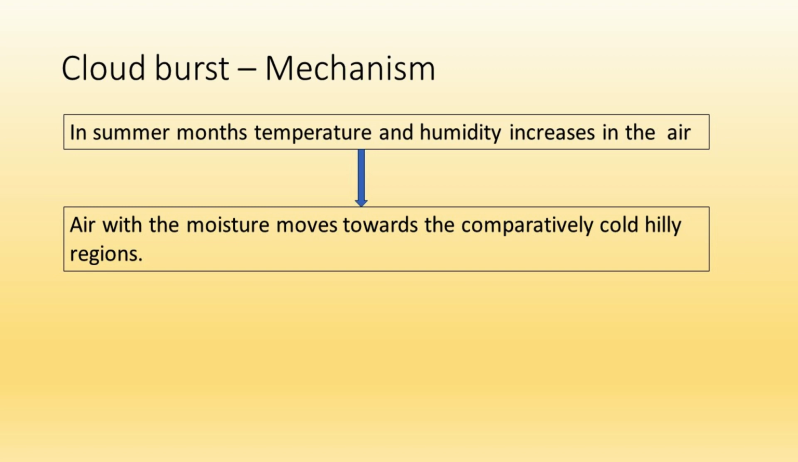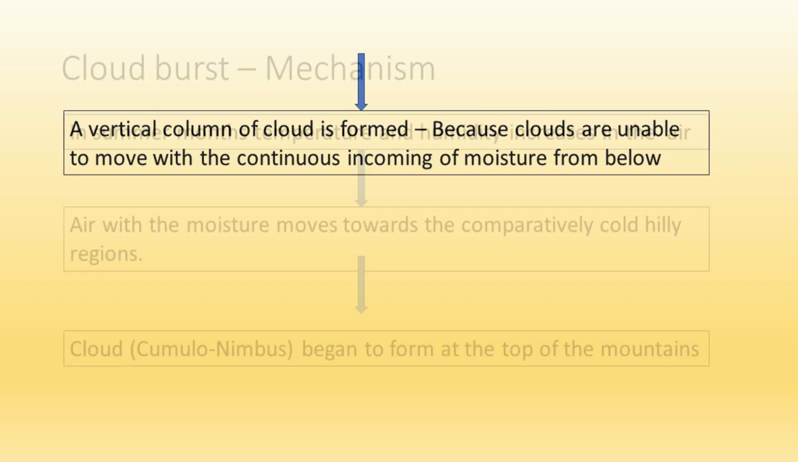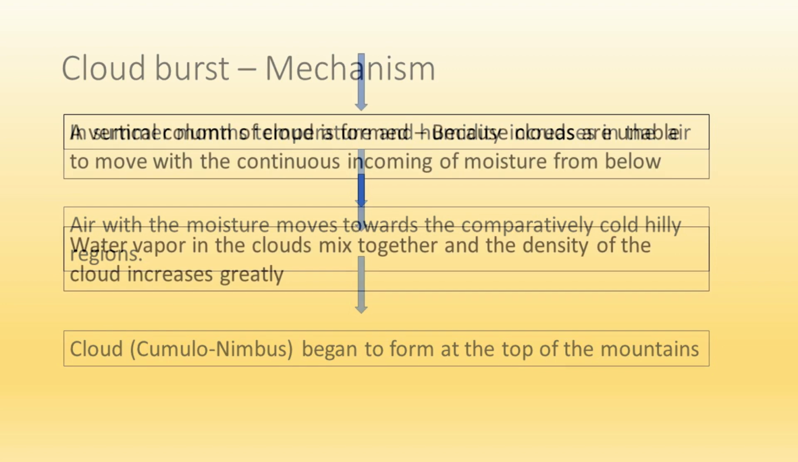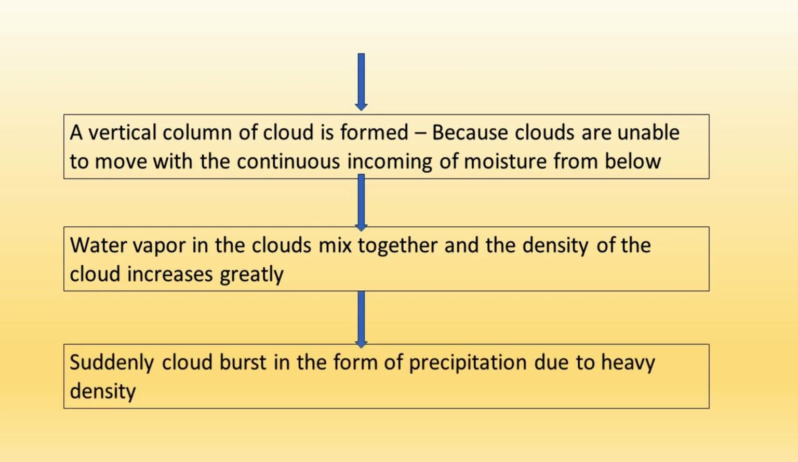Before the warm air reaches the troposphere, it gets attracted to the colder region that exists at the top of the mountains. The warm air starts to cool because atmospheric pressure decreases with altitude. As the warm air cools, the water vapor in it starts to condense, then clouds begin to form. It forms a vertical column of clouds known as cumulonimbus cloud. They form in a column because they are unable to move because of the continuous incoming of moisture from below. Water vapor in the clouds mixes together, then the density of the cloud increases greatly and suddenly it bursts.